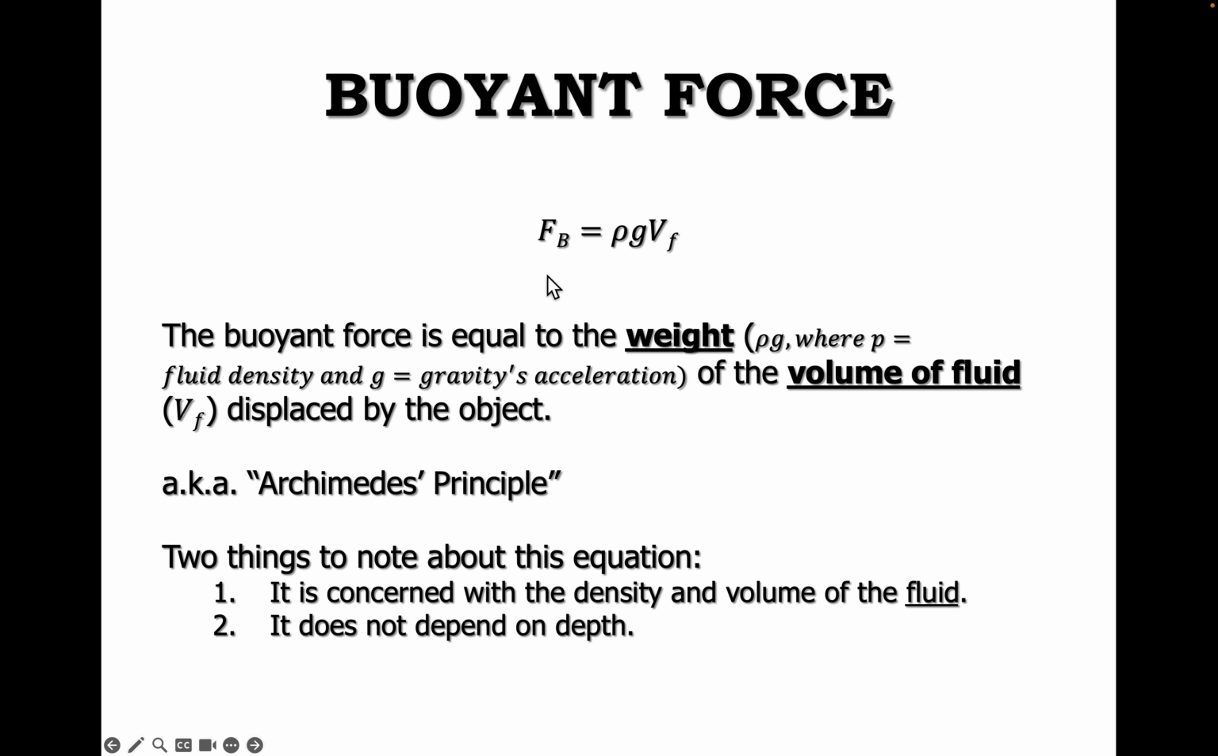So buoyancy force is equivalent to the weight, which in this equation is going to be P times G, where P is the density of the fluid and G is gravity's acceleration. And then we take a look at the volume of the fluid, which is VF, that is being displaced by the object. And what I mean by being displaced is if you push an object in a fluid, the object being pushed down forces that fluid to be pushed out to the sides and around that object.